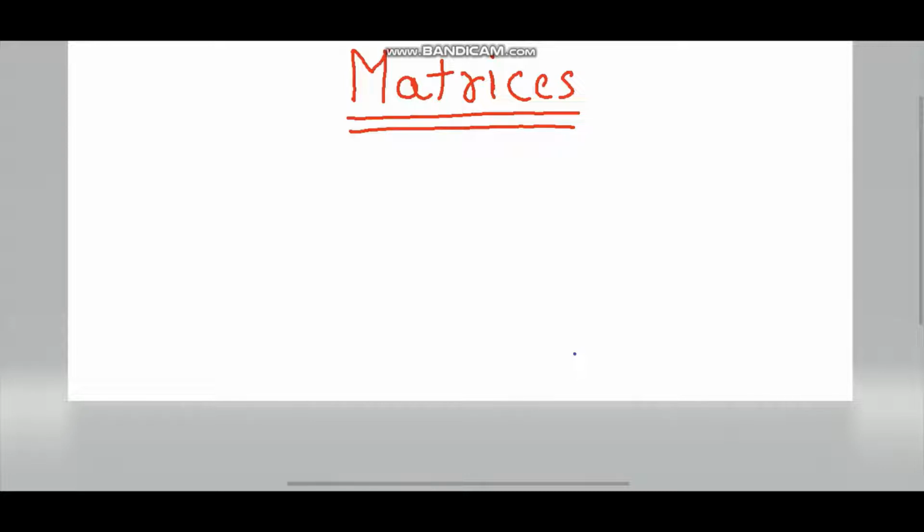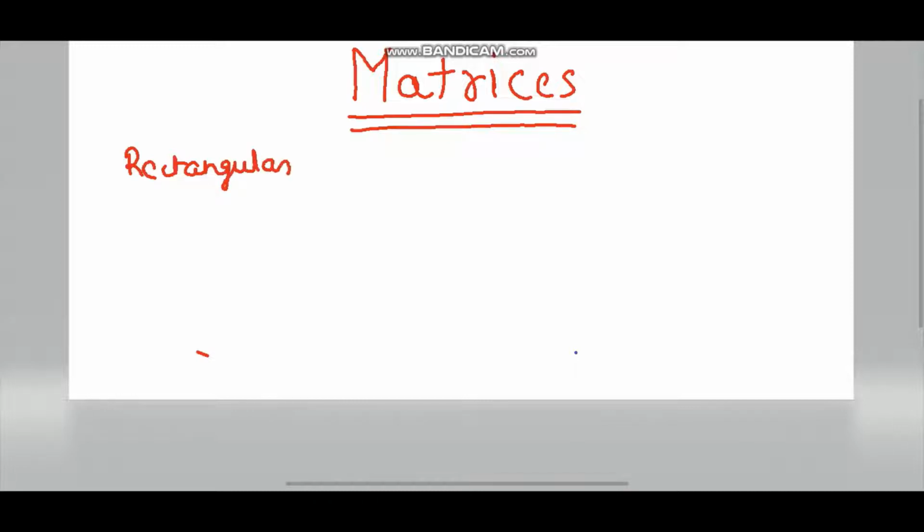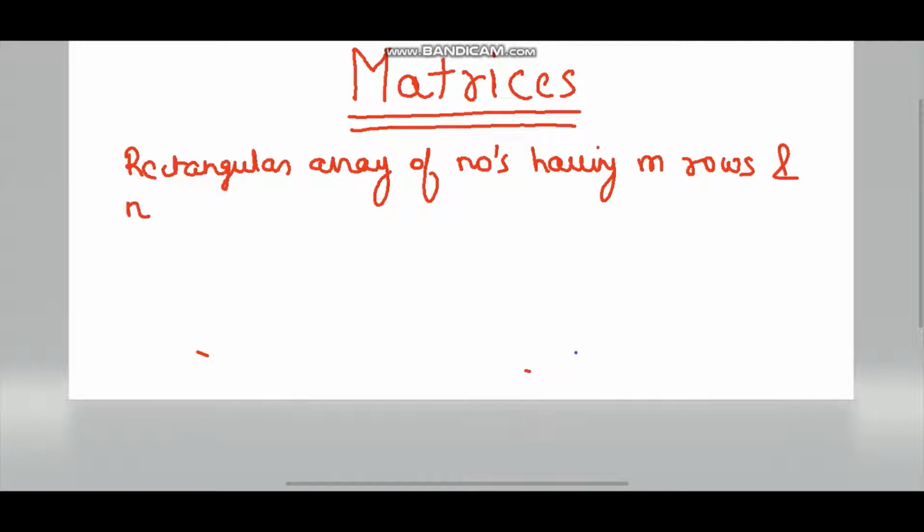Matrices. A matrix is a rectangular array of numbers having m rows and n columns. The numbers can be real or complex.